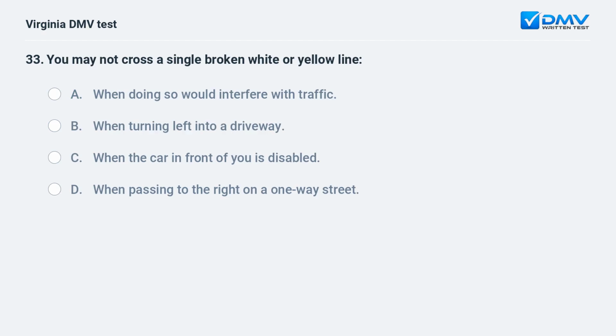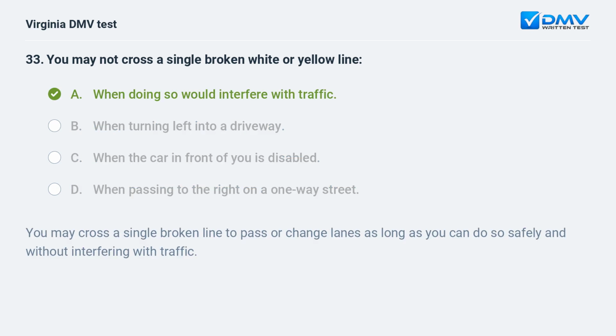You may not cross a single broken white or yellow line. A. When doing so would interfere with traffic. B. When turning left into a driveway. C. When the car in front of you is disabled. D. When passing to the right on a one-way street. A. When doing so would interfere with traffic. You may cross a single broken line to pass or change lanes as long as you can do so safely and without interfering with traffic.